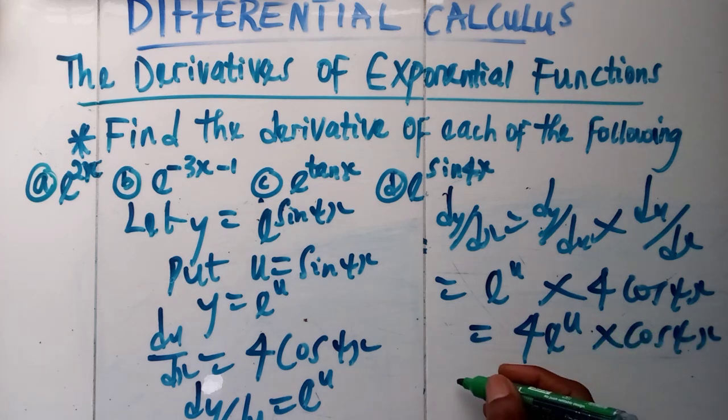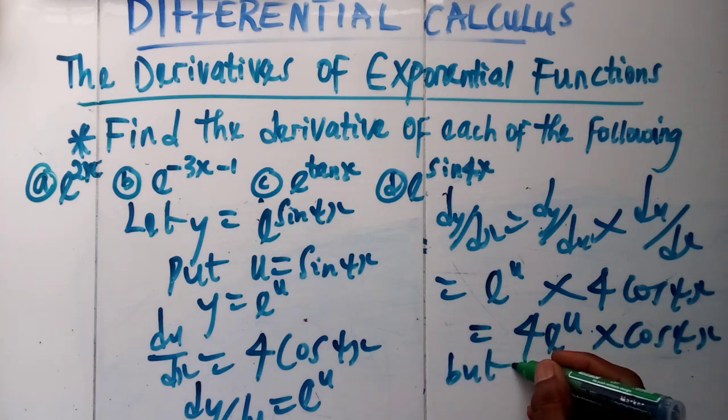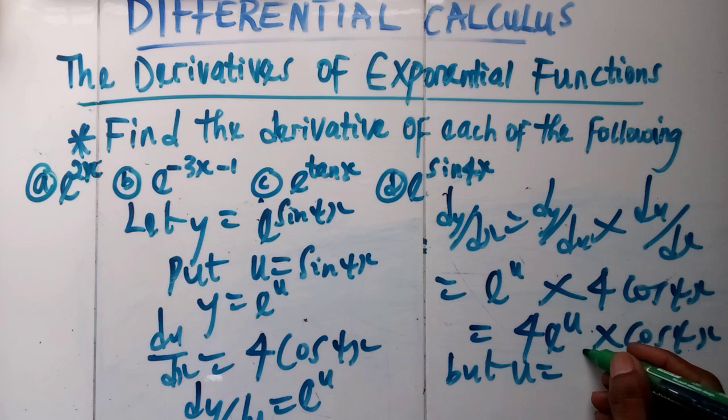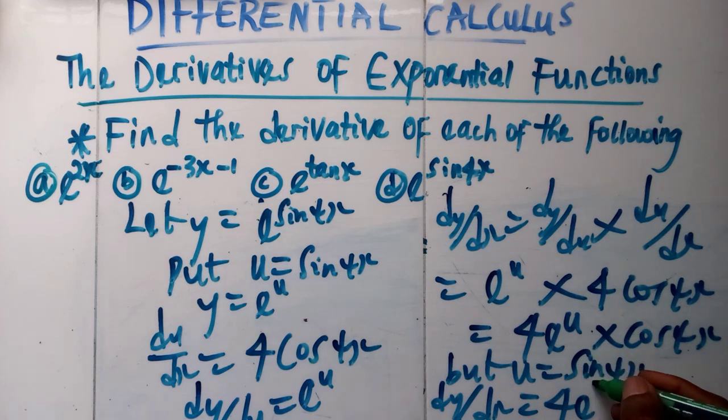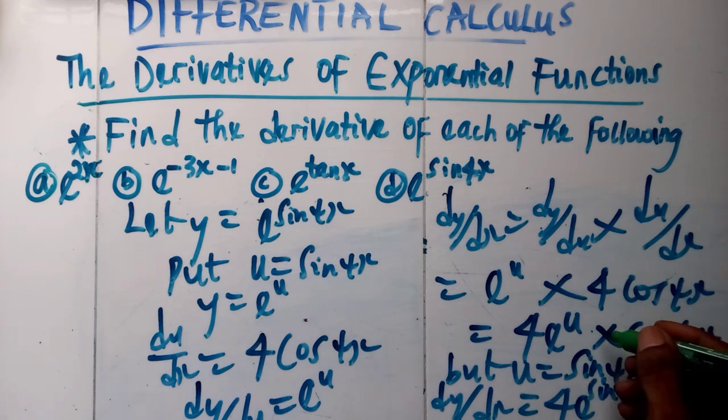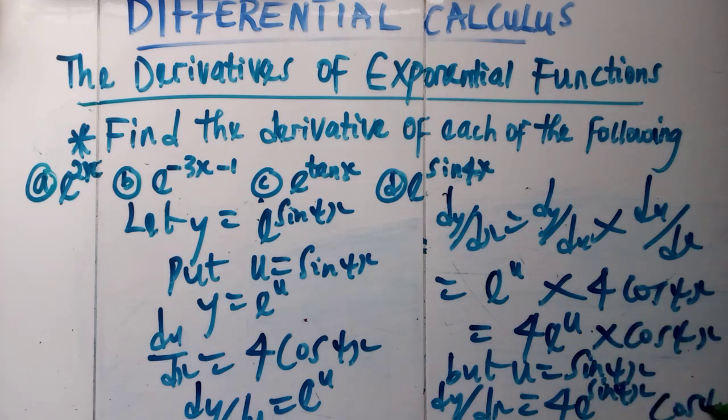But recall that u is equal to sine 4x. So my dy over dx is equal to 4 e raised to power sine 4x, which is u, times cos 4x. And that is the derivative of this.